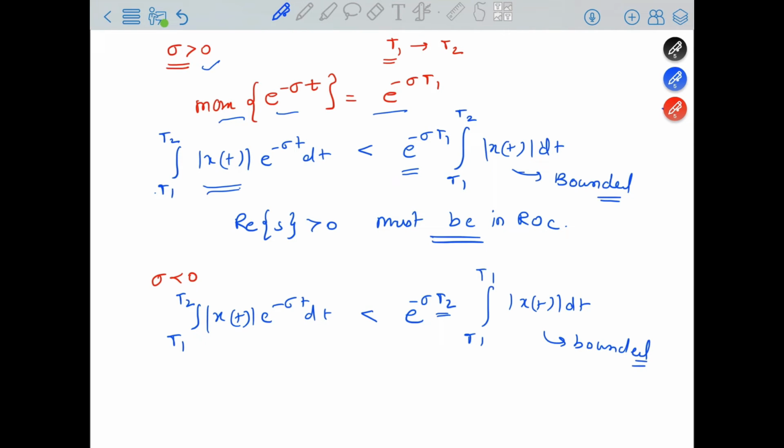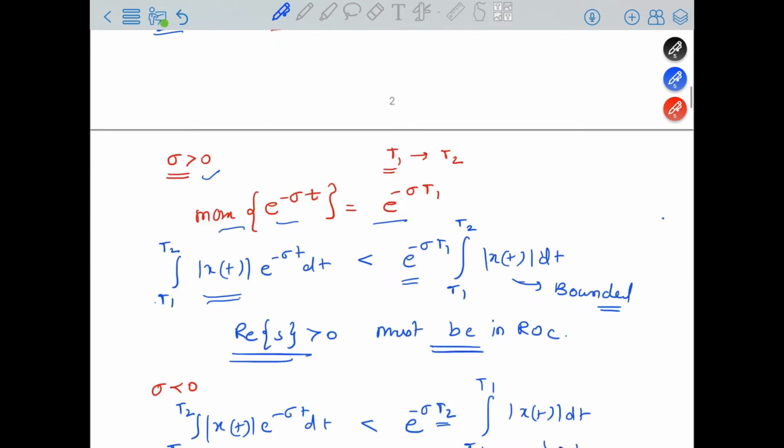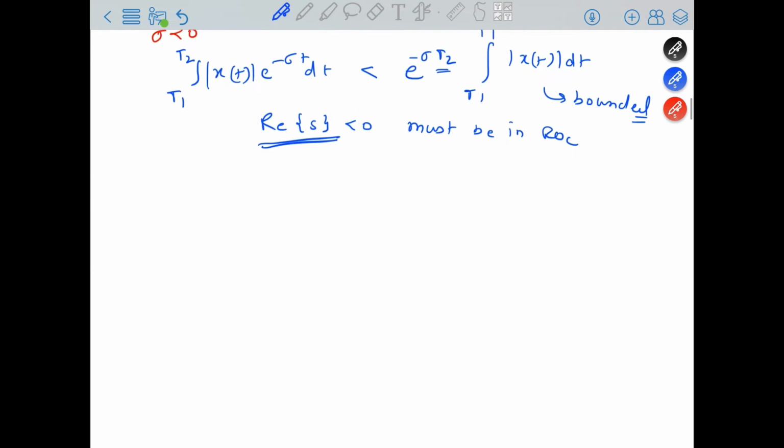So we have real part of s less than 0 must be in the ROC. So we have real part of s less than 0 in ROC, real part of s greater than 0 in ROC, and real part of s equal to 0 is in ROC. So what we will get? We will get the ROC includes the entire s plane. So this is the property. So if we have a finite duration signal, we can say that the ROC includes the entire s plane.